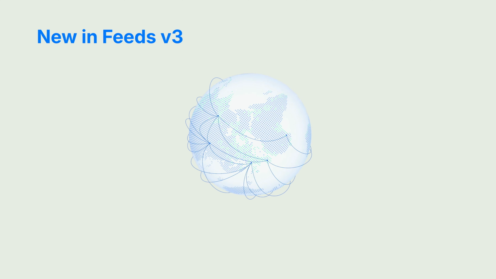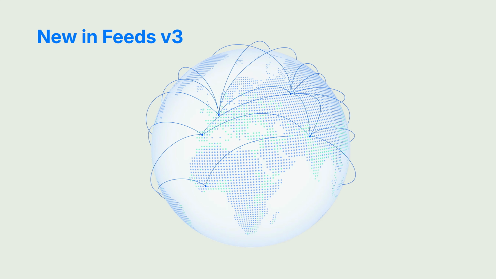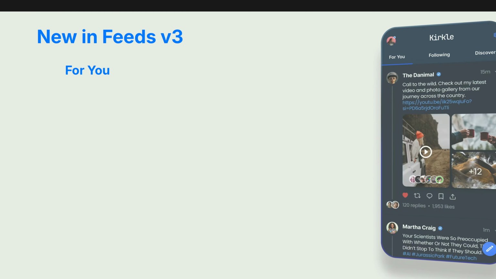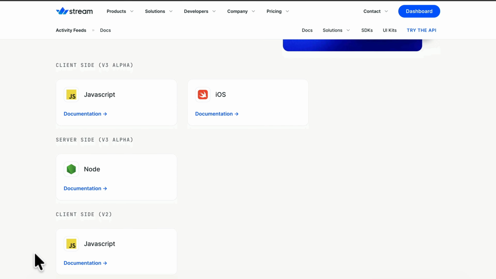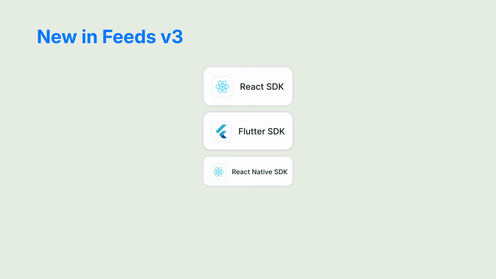Let's look at what is new in v3. Feeds v3 focuses on scalability, giving you more flexibility over the content you want to show in your feed. There is For You feeds. With For You feeds, you can pull activities from multiple sources and rank them to prioritize relevance to the user. There are client-side SDKs. Those that are available today are iOS and JavaScript. All the other SDKs will be ready by the end of September 2025. So we have in-progress Feeds SDKs such as React, Flutter, and React Native.